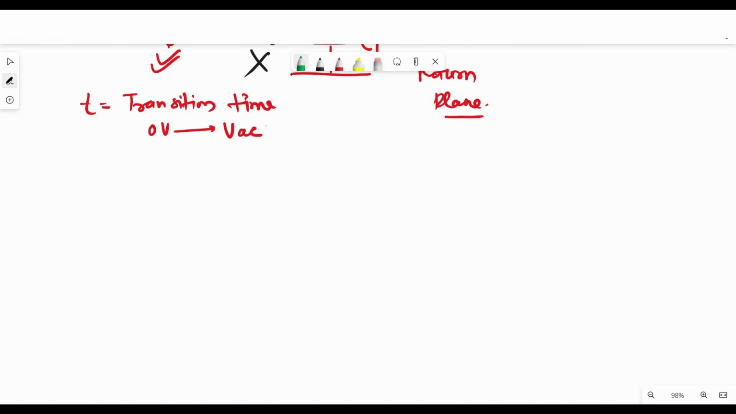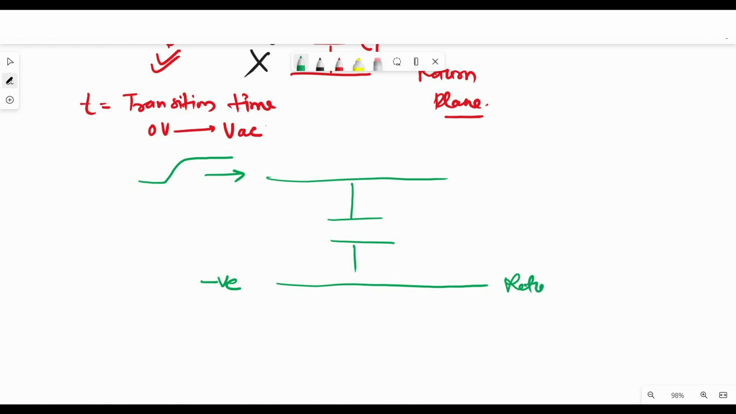Let's understand how current is flowing through a capacitor. As you can see, a capacitor on a transmission line is connected to the signal and its return path, and due to the voltage transition, positive charge will accumulate on the first plate of the capacitor, and negative charge was already there on the other plate. Due to this, electrons will move toward the positive charge to neutralize it, and as a result you will see current flow through the capacitor.